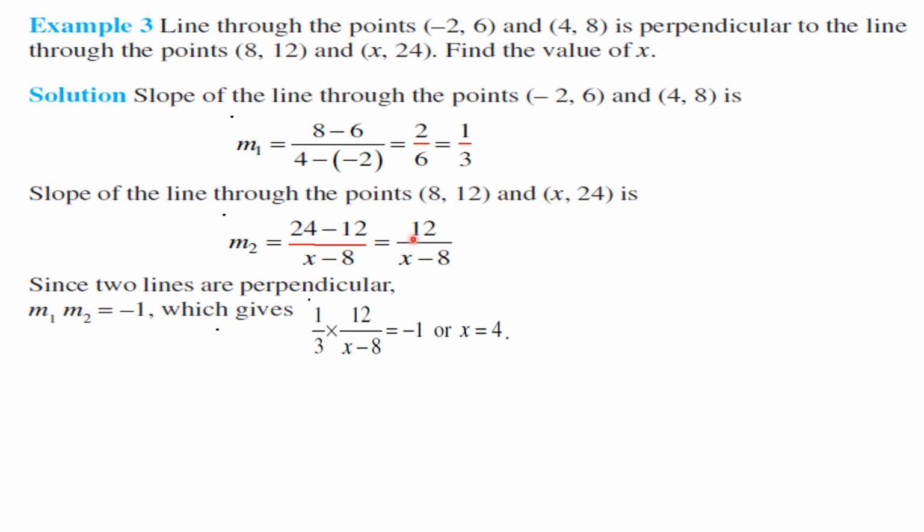So by simplifying, we get in the numerator 12, in the denominator x minus 8. Since these two lines are perpendicular to each other, m1 into m2 is equal to minus 1. Previously I told you this is the perpendicularity condition. So here m1 is equal to 1 by 3 into m2, 12 by x minus 8, is equal to minus 1. So by solving this equation, we get x is equal to 4. Understood this point, my children? We solve this equation, right? Then we get x is equal to 4.